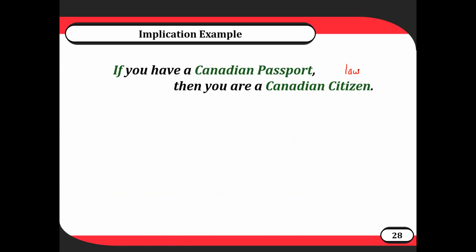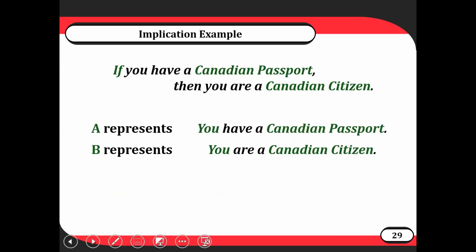Okay, so let's find out the cases where we were breaking the law. We're going to say that A represents you have a Canadian passport, and B represents that you are a Canadian citizen.